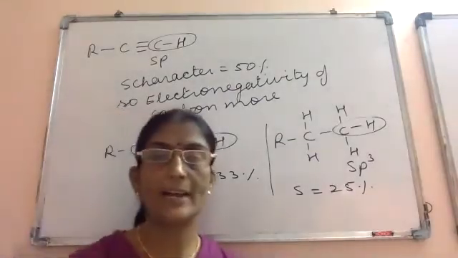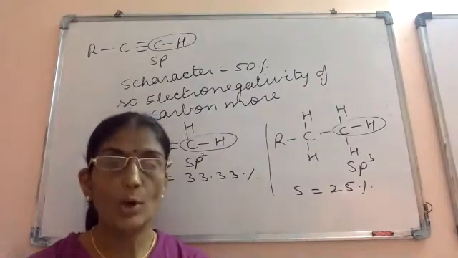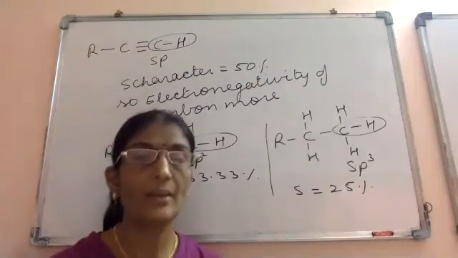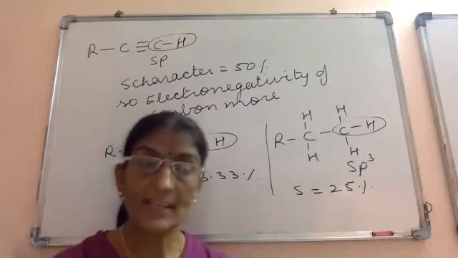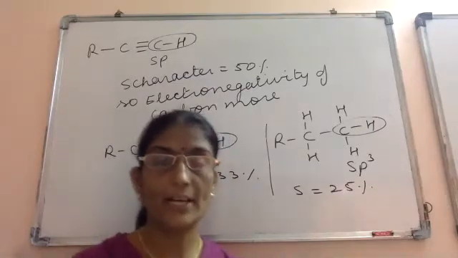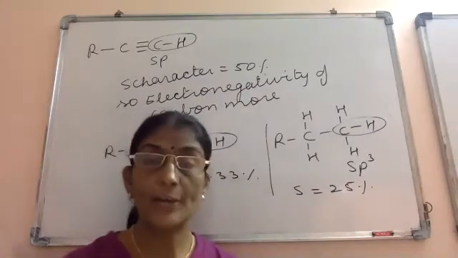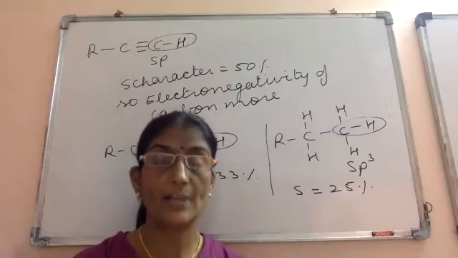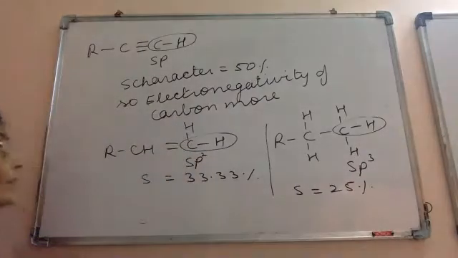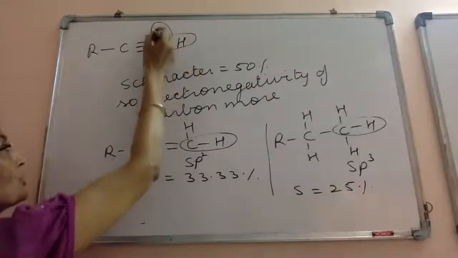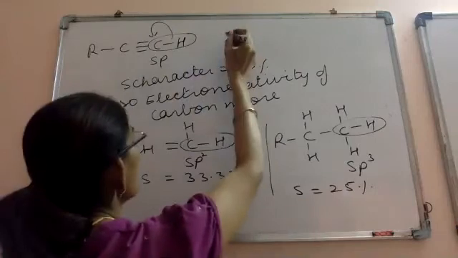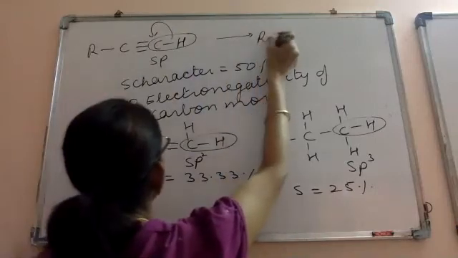So if carbon is attached to a triple bond, the hybrid state is sp, s character 50%, more s character, more electronegativity. If a more electronegative carbon is attached to hydrogen, then the bond is polar. How is it polar? This electron pair shifts more towards carbon, so this will be removed as H plus.